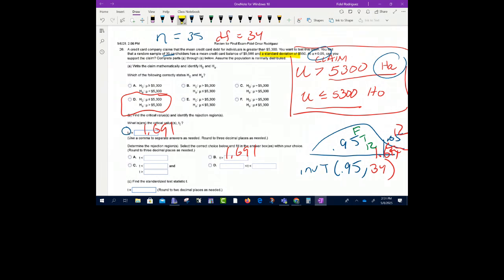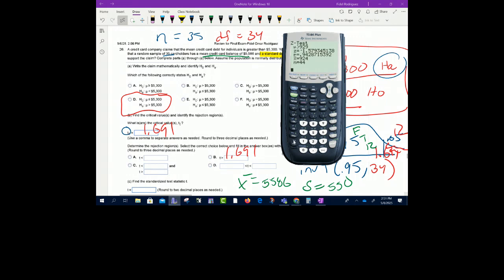So we already know our N. My mean credit, my X bar, is 5586, and my sample standard deviation is 550. I need that info because I'm going to come back to my calculator. Let's turn this on, clear it out, go to stat, go to test, and do number 2, a t-test.